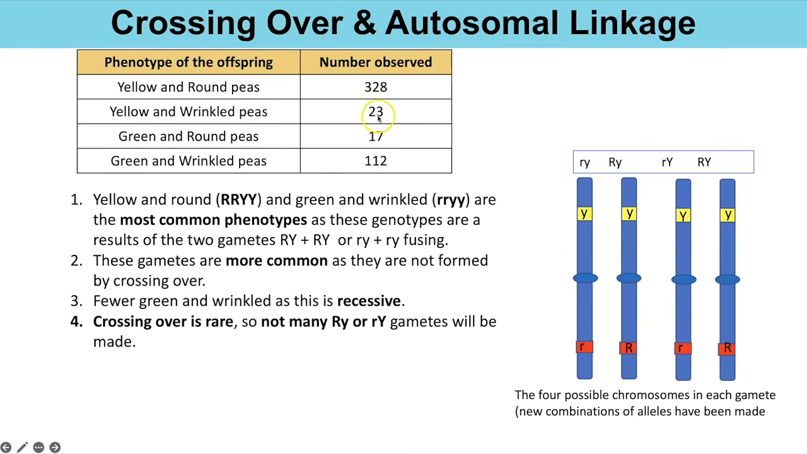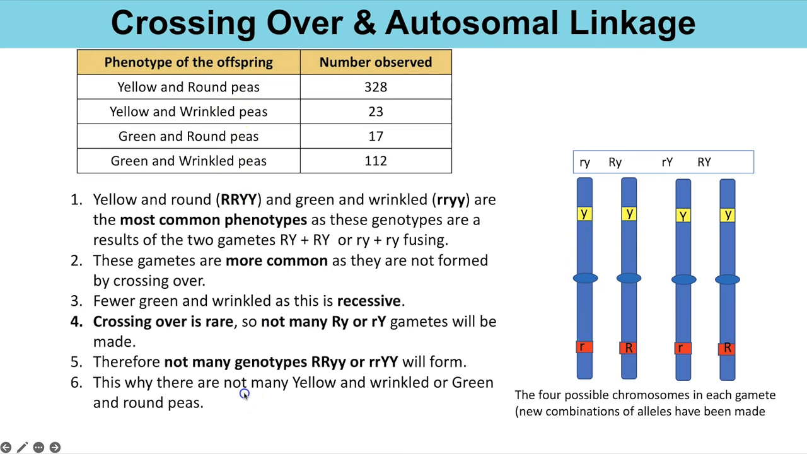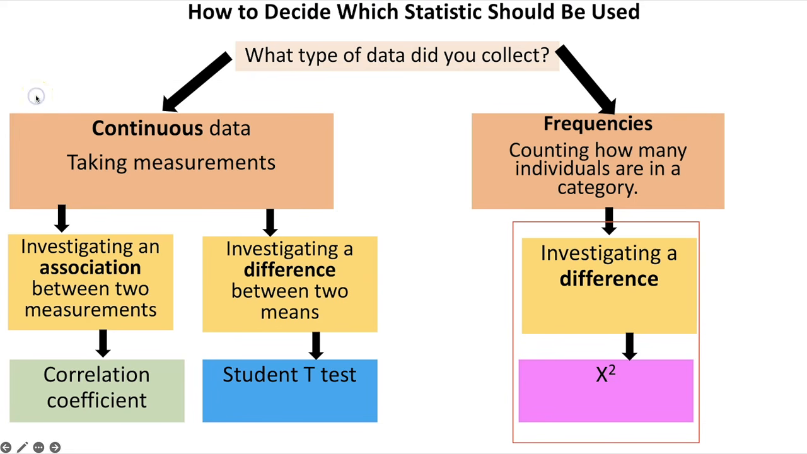Then why we don't have very many at all of the middle two, those two are a result of crossing over to create the capital R lowercase y and the lowercase r capital Y gametes. And crossing over doesn't happen all the time, it's rare. And therefore we wouldn't get very many of these two genotypes, which is how we'd get those two phenotypes. So that would be your explanation of those results, combining the concept of autosomal linkage and crossing over.